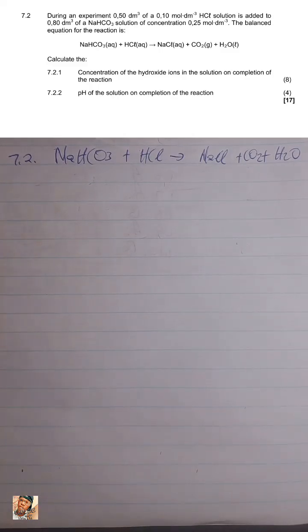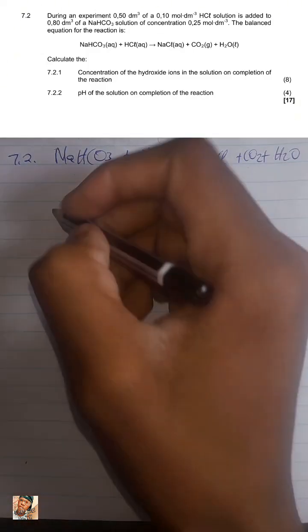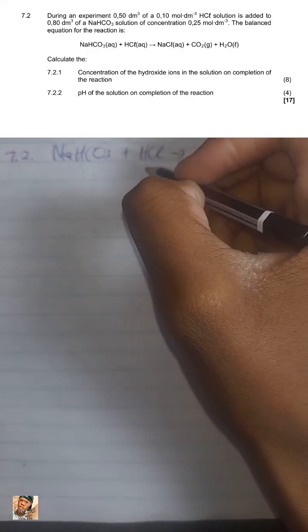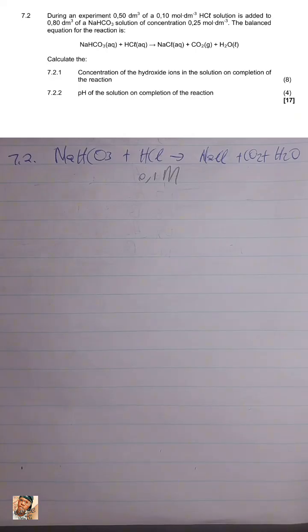the values, right? What did they say? They said that during an experiment, 0.5 cubic decimeters of a 0.1 moles per cubic decimeter hydrochloric acid solution is added to whatever, right? So that means that they're giving us information of the acid and of the base. What is the information of the base? We have the concentration of the base. Moles per cubic decimeter is the same as molars, okay? So we can just say molars or moles per cubic decimeters.